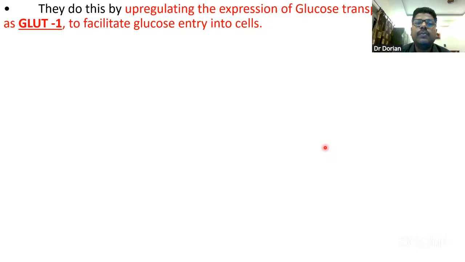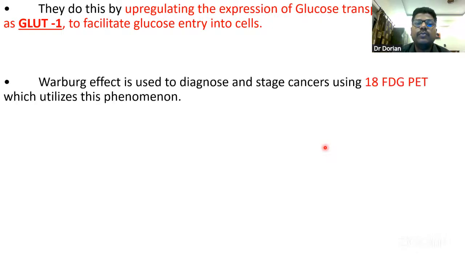They do this by upregulating the expression of GLUT1, a very important MCQ. And this Warburg effect is used to diagnose and stage cancers using the 18-fluorodeoxyglucose PET-CT scan, which utilizes this phenomenon. This 18-fluorodeoxyglucose gets inside the cancer cell because of the high expression of GLUT1 compared to the normal body. It gets trapped inside the cell because the cell cannot metabolize this fluorodeoxyglucose.